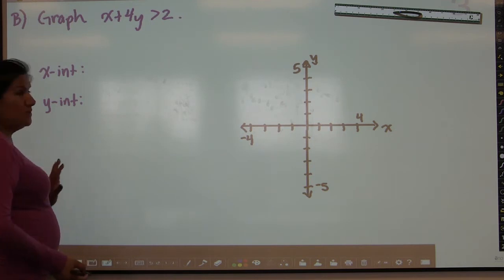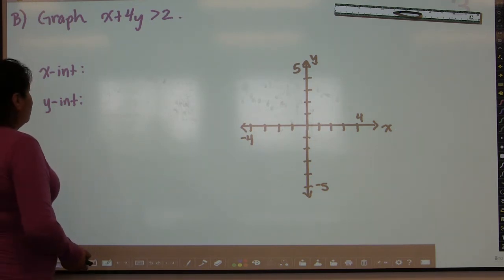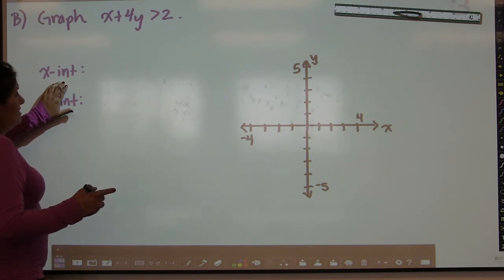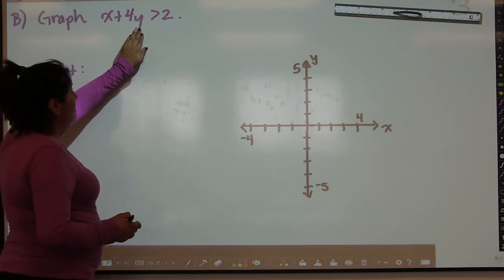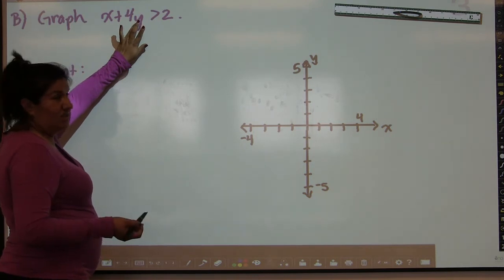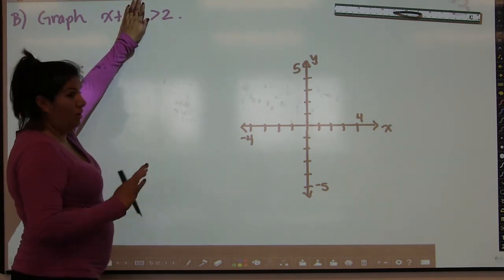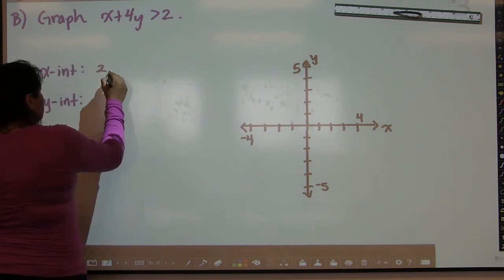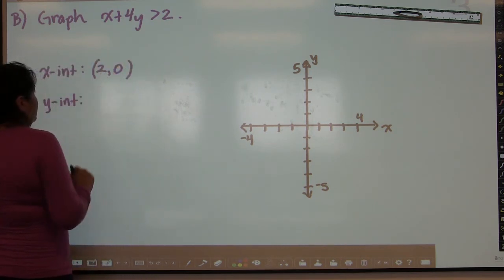This is the one where we use hide and divide, or basically you find the x-intercept. To find the x-intercept, you force y to be 0. If y is 0, then 4 times 0 is just going to be 0, and this whole term will go away, and you'll get x equals 2. So if x is 2, y is 0, that's your x-intercept.